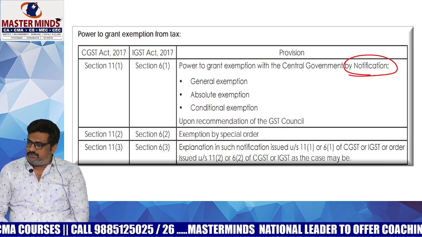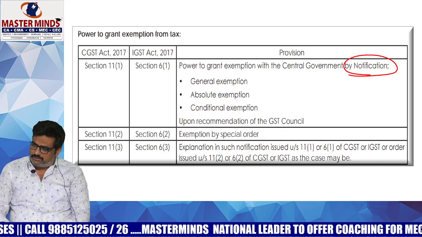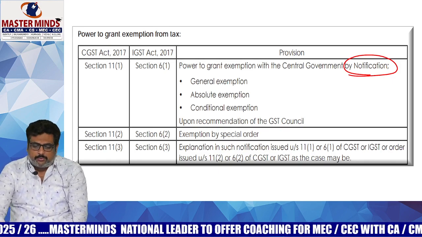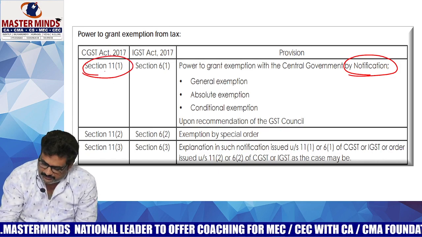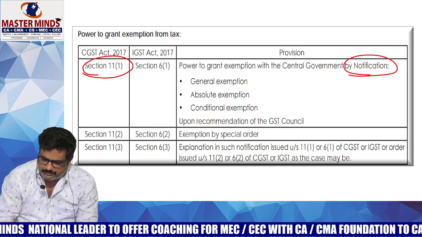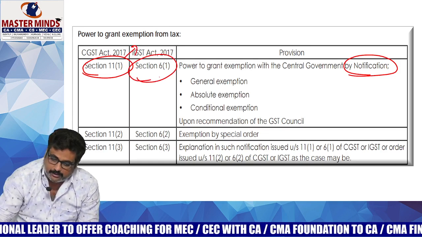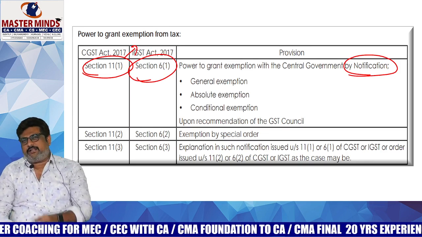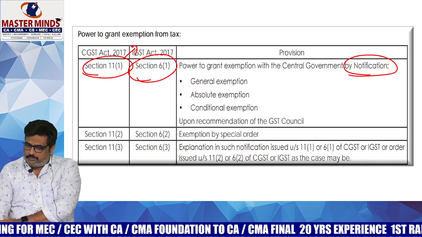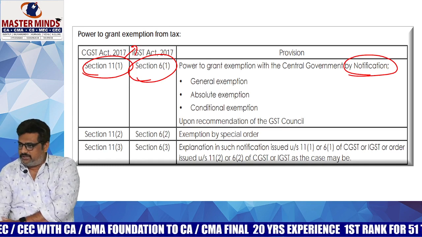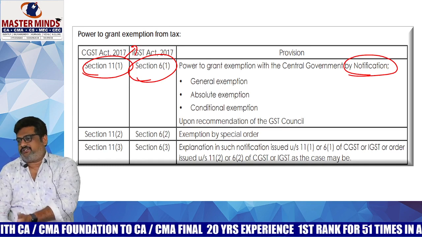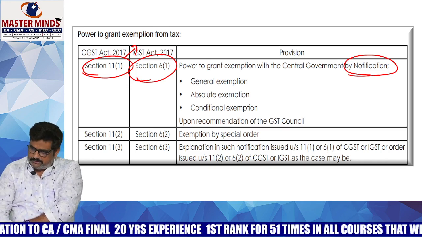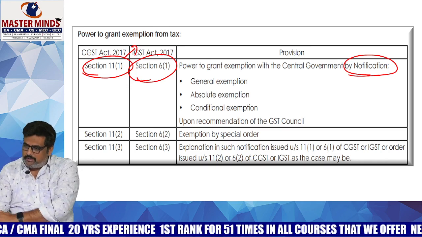So what is meant by the word notification? It is a delegated authority by the legislature to the government to modify the act by using the power of this notification. So this particular section gives the authority under CGST to give the exemption, and with respect to IGST, this is the section that will give the authority to grant exemption. Exemptions can be divided into three categories majorly: general or specific, absolute or conditional, full or partial.